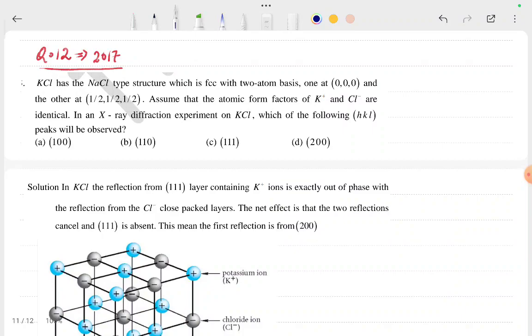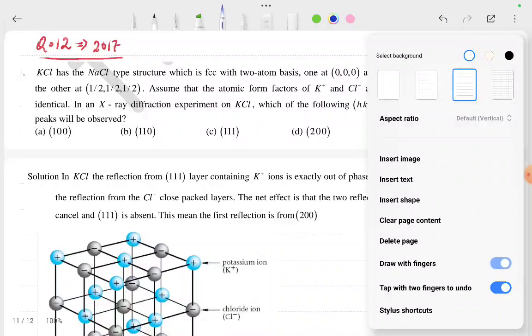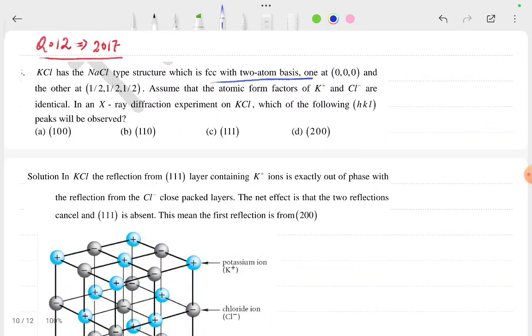KCl has an NaCl type structure, which is FCC, with 2 atoms in the basis, one at 0 and the other at this point. Assume that the atomic form factors of K plus and Cl minus are identical in the X-ray diffraction pattern of KCl. Which of the following HKL peaks will be observed? Actually, we know the rules of FCC structures. Use these rules of FCC.